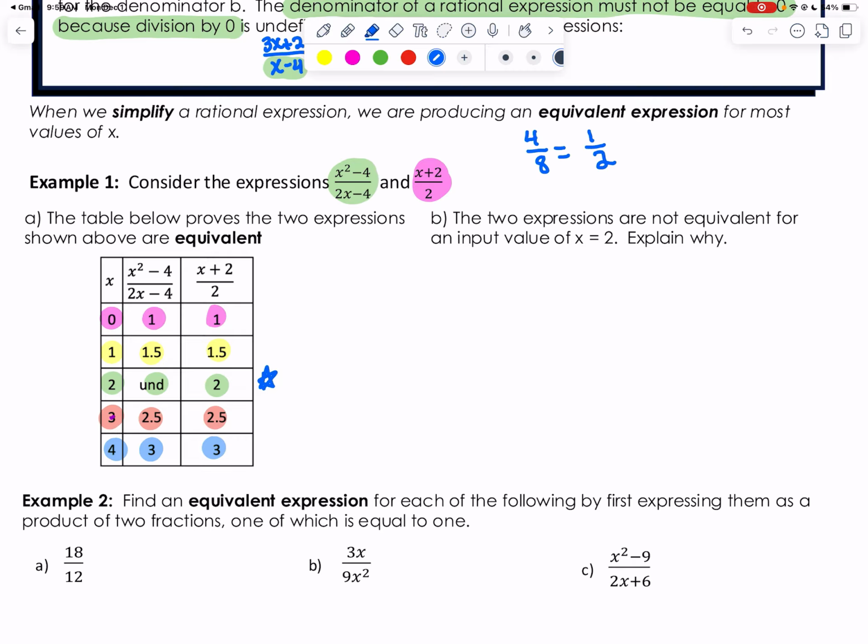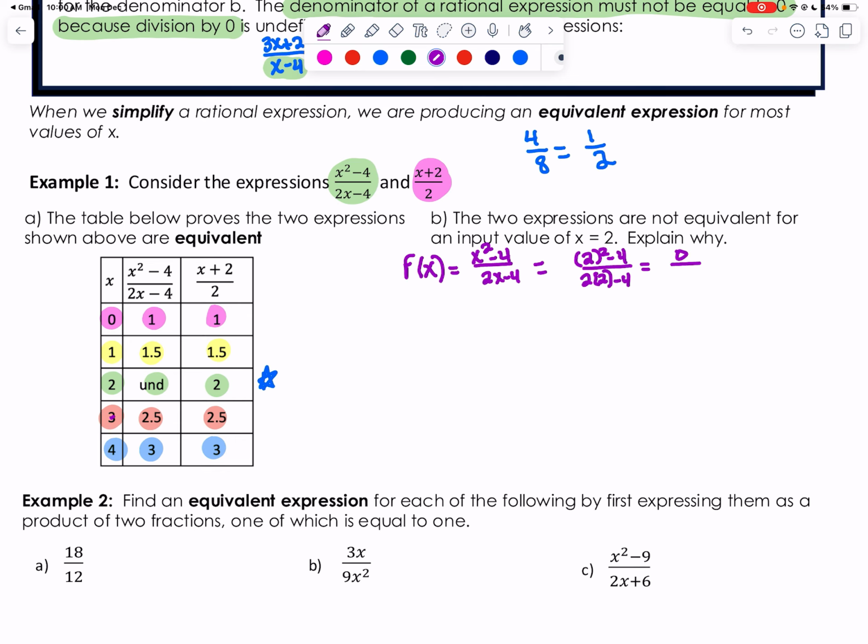It says in part B, the two expressions are not equivalent for an input value of x equals 2. Explain why. Well, if I have a function f of x equal to x squared minus 4 over 2x minus 4, what would happen if I plug in x equals 2 for every value of x? I would get 2 squared minus 4 on the top, and on the bottom I would get 2 times 2 minus 4. On the top, 2 squared is 4, 4 minus 4 is 0.